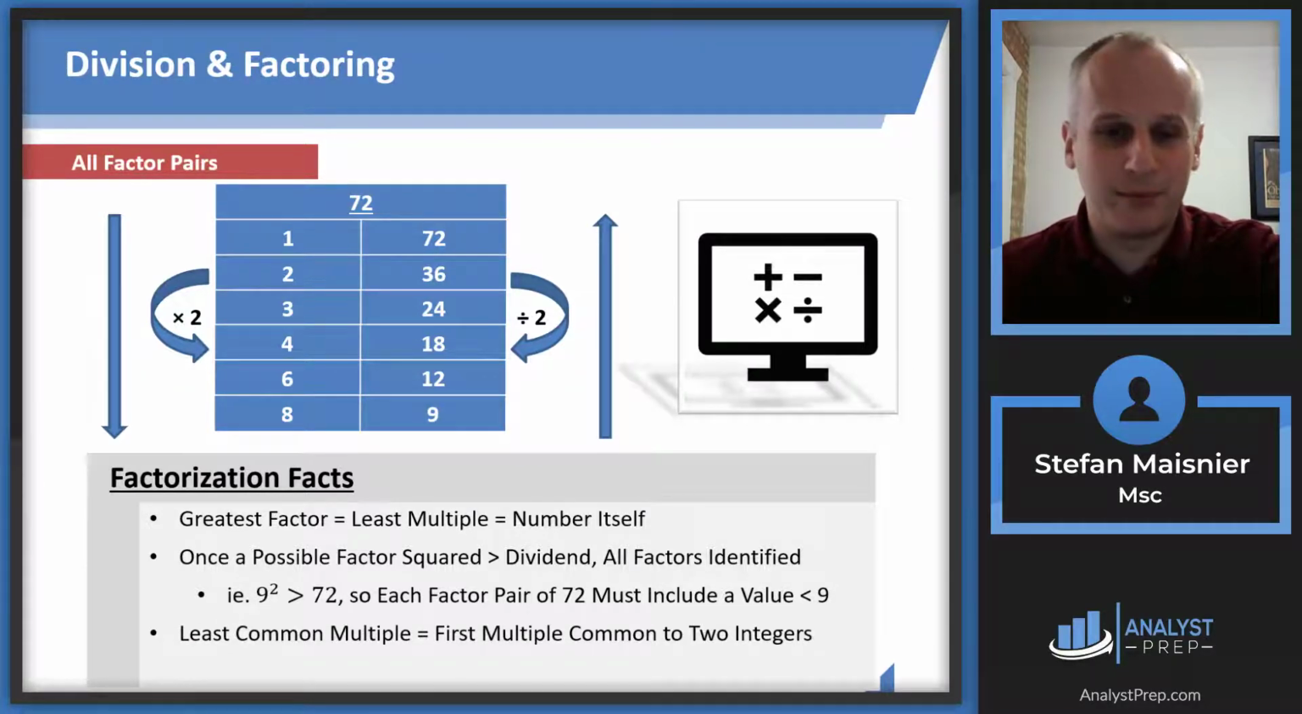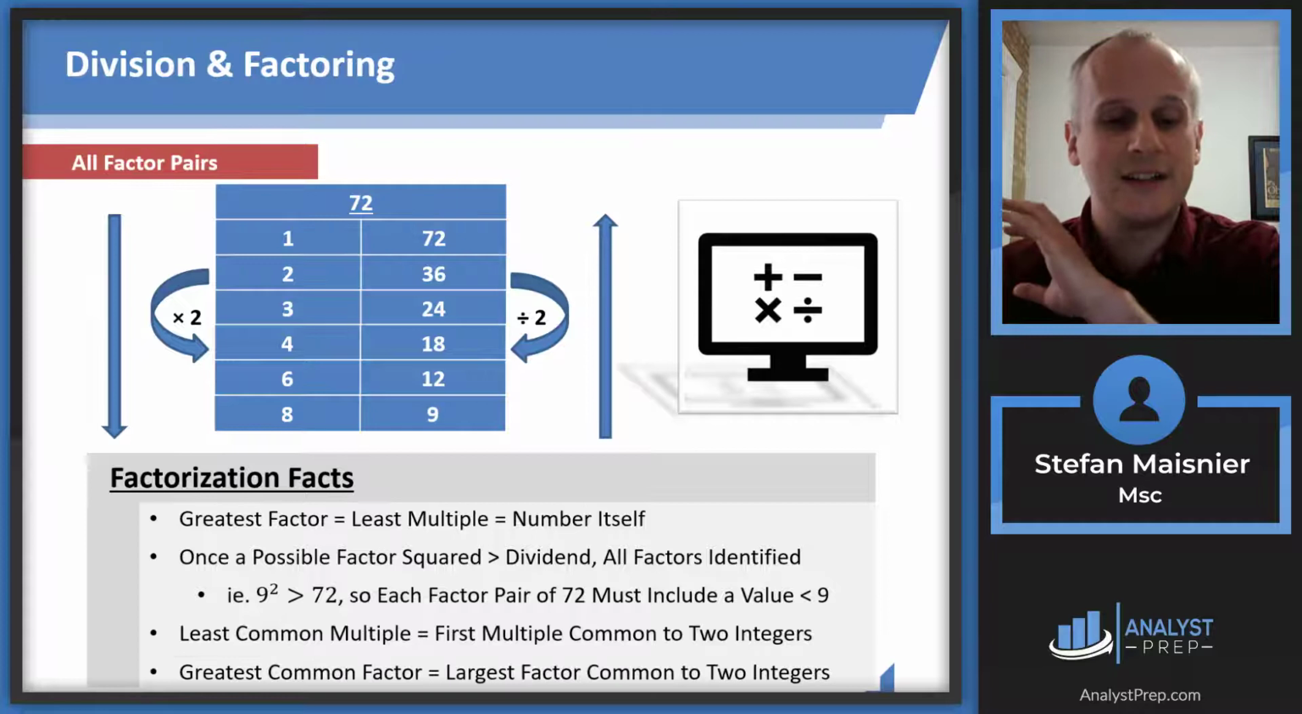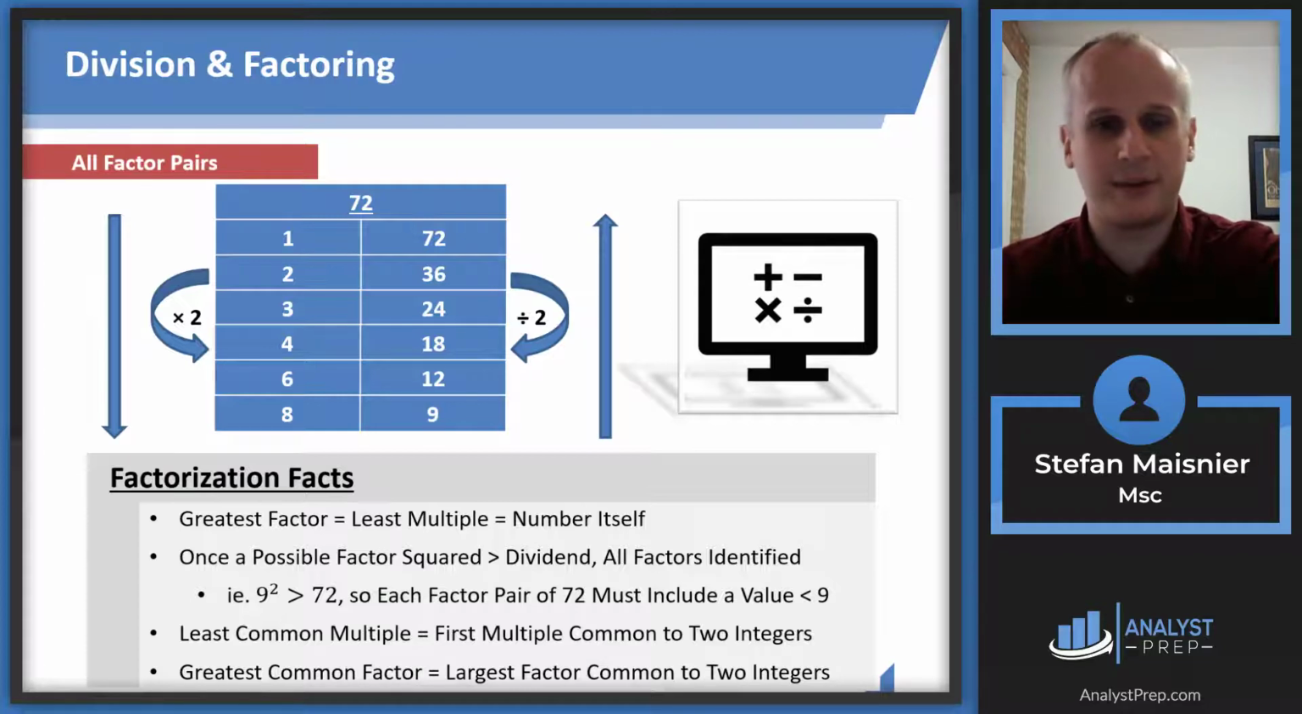Now, the least common multiple is another term you might hear. That just means the first multiple common to two integers. And the greatest common factor is going to be the largest factor common to two integers as well. So these are, again, some terms that they may use, and an all-factor pairs chart will be helpful to determine.